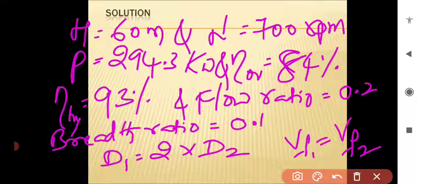Now we will solve this problem. We know that flow ratio is equal to... first we have to calculate the flow ratio.